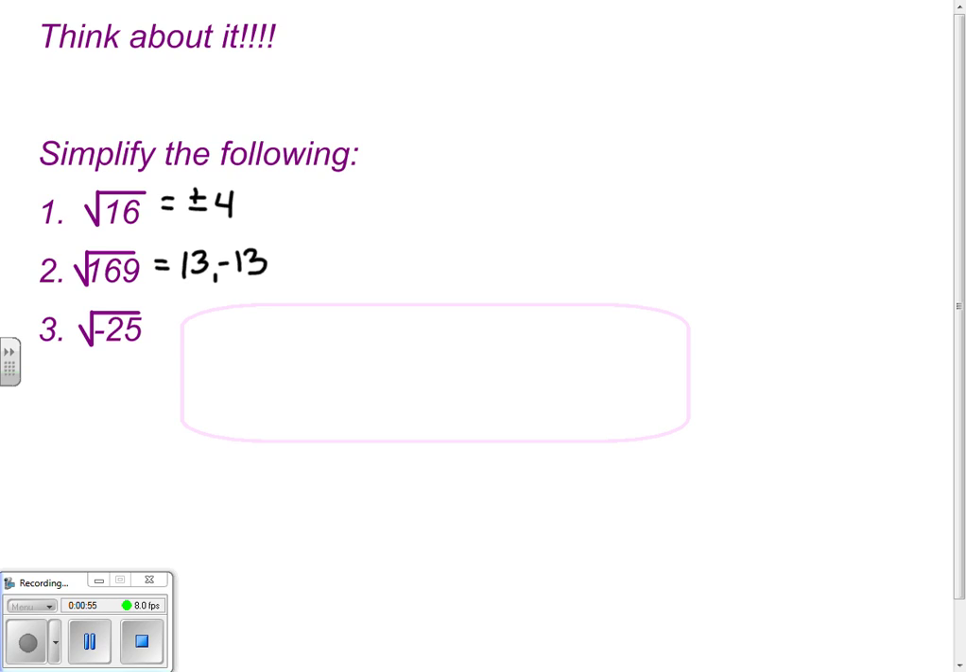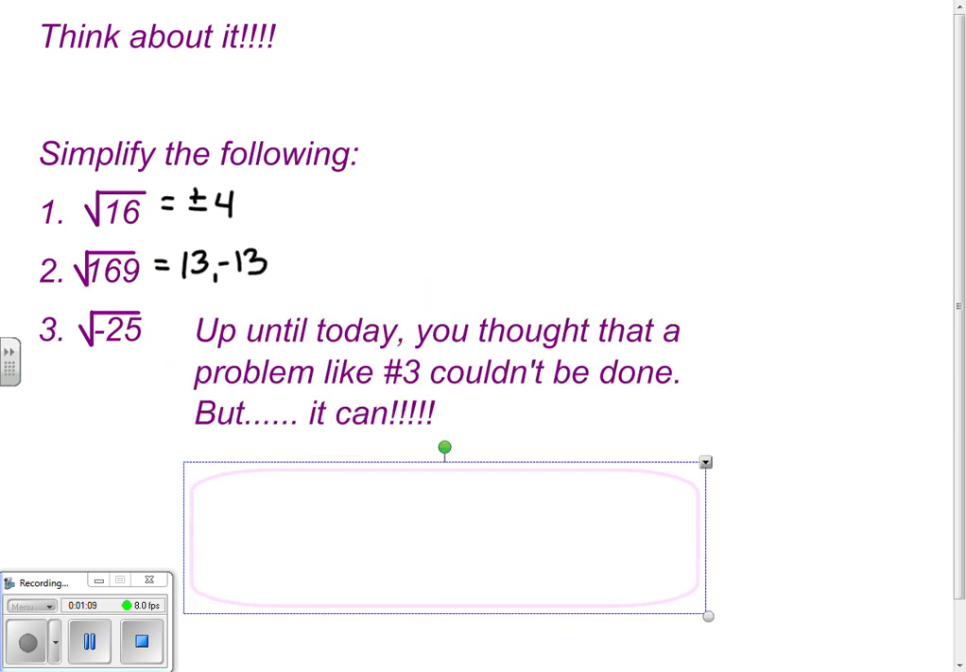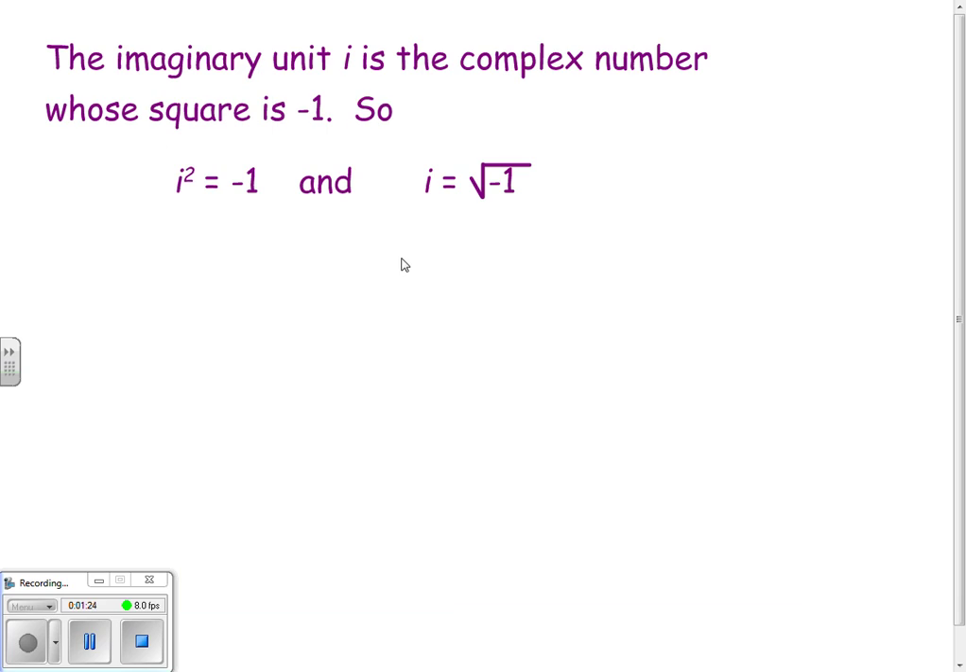The square root of negative 25 isn't something we're used to. 5 times 5 is positive 25. Negative 5 times negative 5 is still positive 25. Up until this point, we can't do a problem like number 3 because if the signs match, it's always going to force itself to become a positive product. So if that's a negative underneath the radical, we haven't been able to do that, but we can do that. This is where the complex number system comes in.